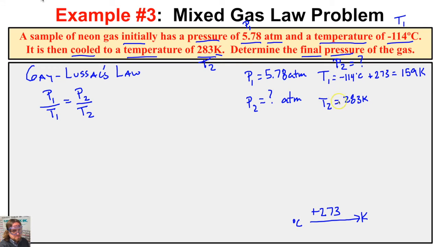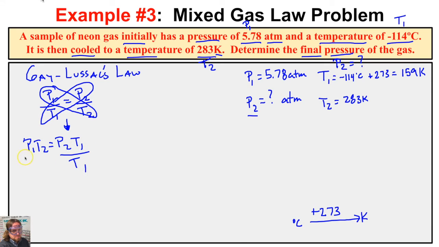So now that we have everything set up, let's go ahead and figure out what P2 is going to be. I don't like fractions, just like the rest of us, so the way that we're going to get rid of these fractions is to cross multiply. If we cross multiply, we're going to end up with P1 times T2 equaling P2 times T1. In this problem we're asked to solve for P2, so we need to get rid of T1 from the right hand side, and we'll divide both sides by T1. T1 is going to cancel, and so the formula that we're going to use to solve this problem is P2 equals P1 times T2 all over T1.